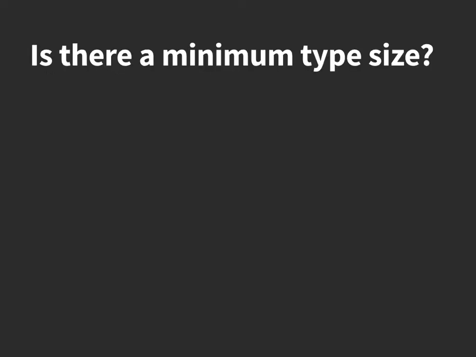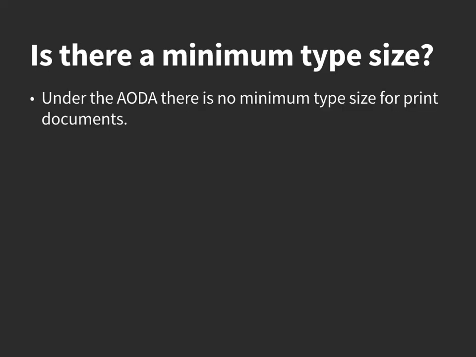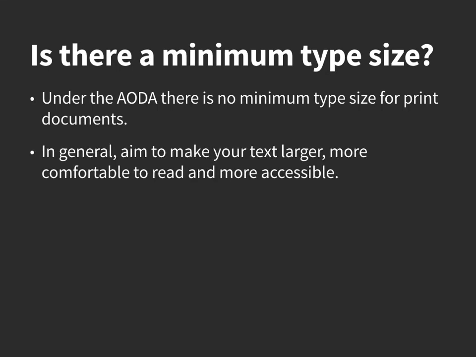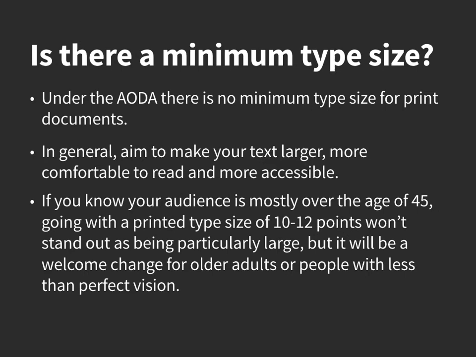So a question that I often get asked quite a bit is: is there a minimum type size for accessibility? Well, under the AODA, there is no minimum type size for printed documents. But, in general, aim to make your text larger, which makes it more comfortable to read and more accessible.